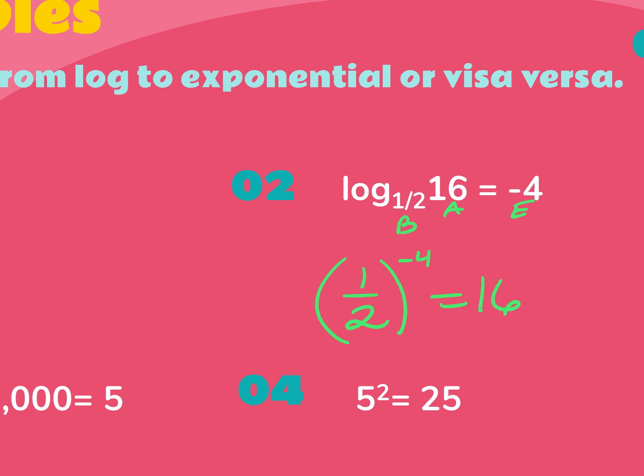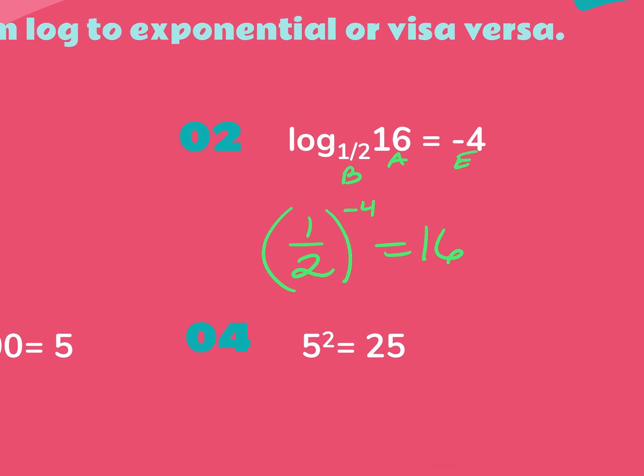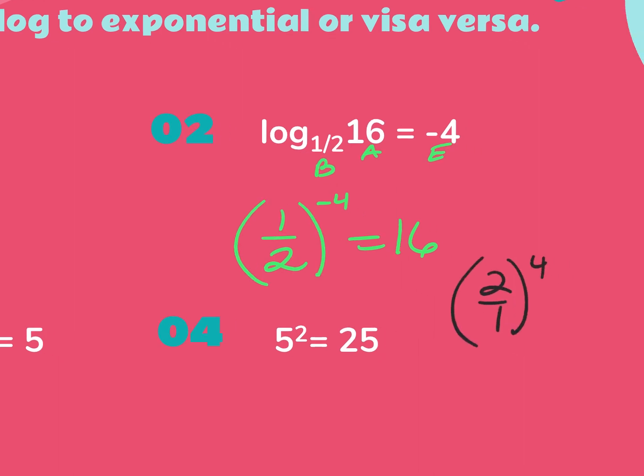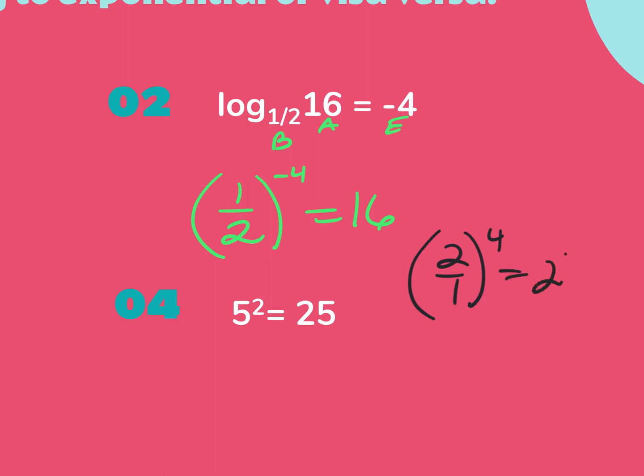So if you think about it, we could actually test this out logically. Whenever you have a negative exponent, think reciprocal. So you could flip the 1/2 to 2/1, make the power positive, and then this just becomes 2 to the 4th, which is 16. So again, when you go from log to exponential, you could actually evaluate that exponential form and see if the two sides are equal.